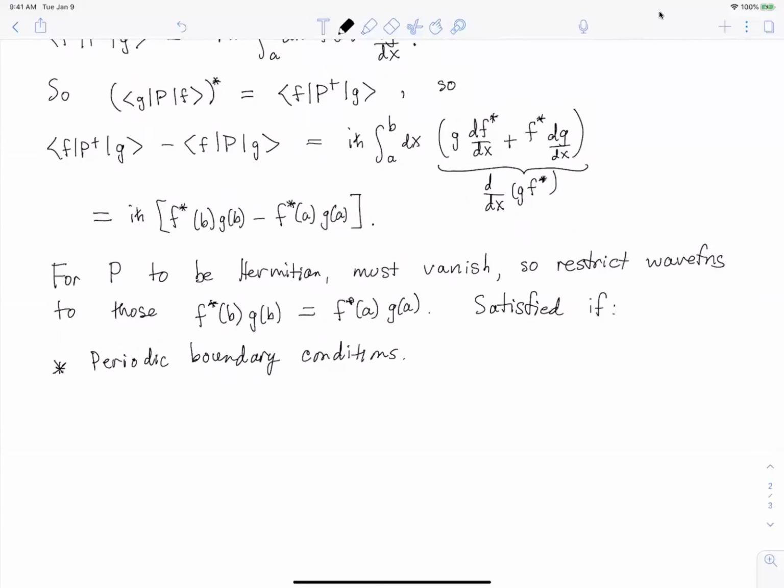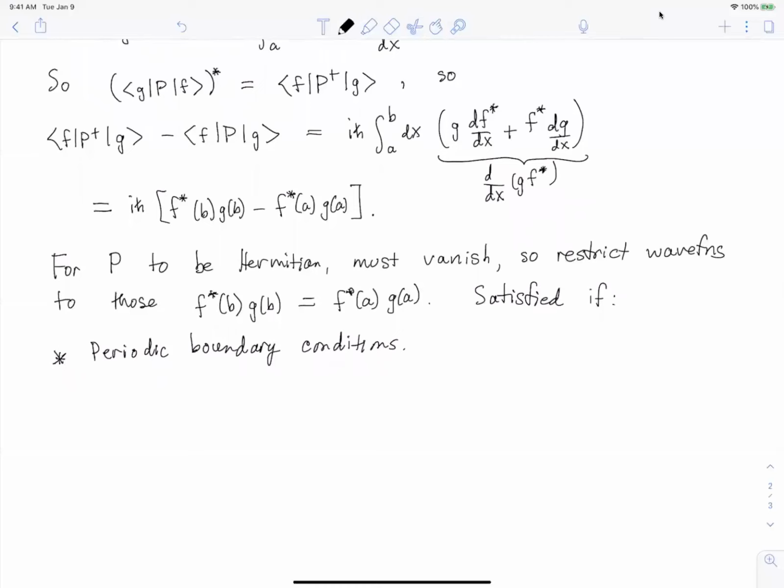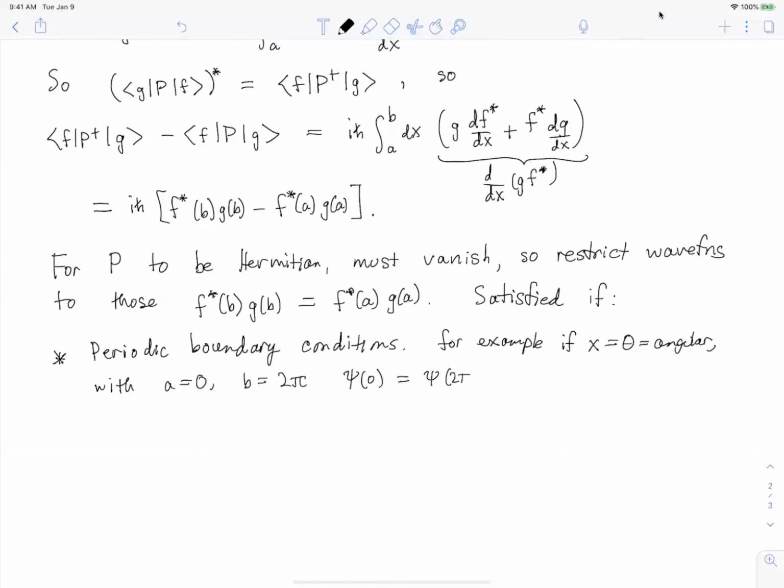So for example, my x, I said it was like a position coordinate, but it could actually be an angle. So for example, if x is equal to some angle theta, which is an angular coordinate, with a is 0, let's say, and b is 2 pi. So that means I go around a circle, and my wave functions, all of them, should satisfy psi of 0 is equal to psi of 2 pi, which kind of makes sense.